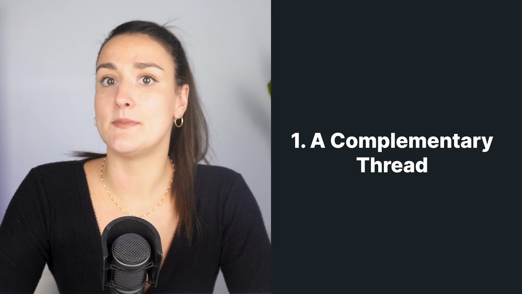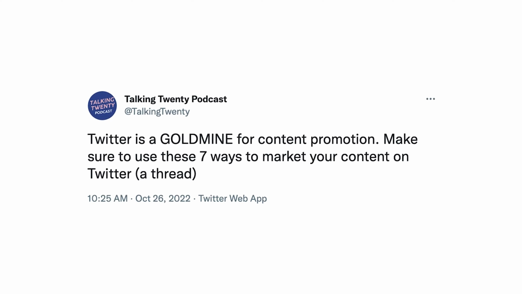Create a thread that complements the content of the episode. If you have an episode about content marketing, you could create a Twitter thread, 7 ways to market your content on Twitter, and have each tweet be a brief explanation of one of those 7 ways.